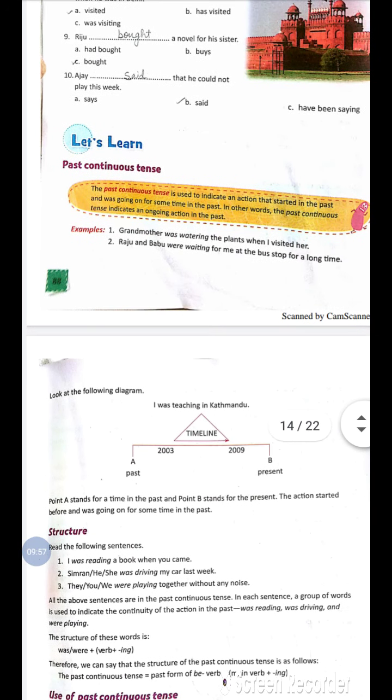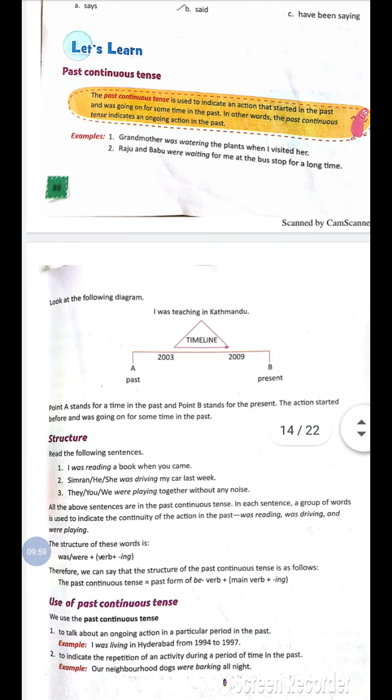Next thing is past continuous tense. The past continuous tense is used to indicate an action that started in the past and was going on for some time in the past. In other words, past continuous tense indicates an ongoing action in the past. Grandmother was watering the plants when I visited her.